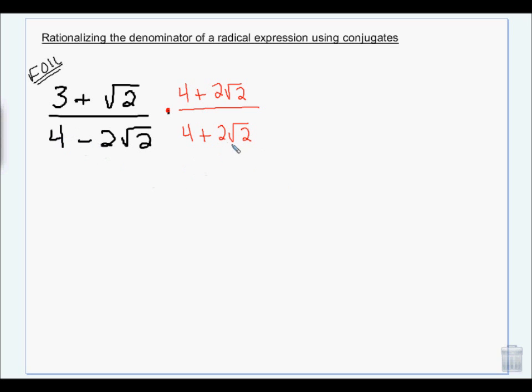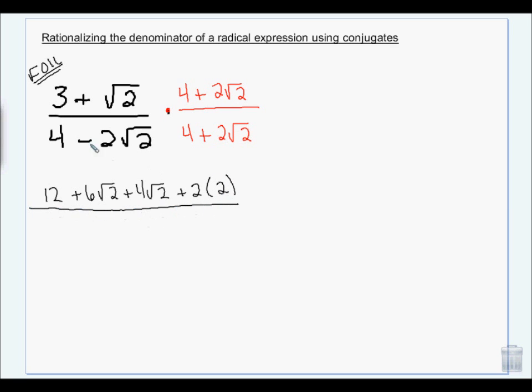Because I'll have 4 times this and 4 times negative. That's the beauty of conjugates. The square roots are going to go away. So when I FOIL my numerator, I'm going to get 12 plus 6 times the square root of 2 plus 4 times the square root of 2 plus 2 times 2, because the square root of 2 times the square root of 2 is just 2.